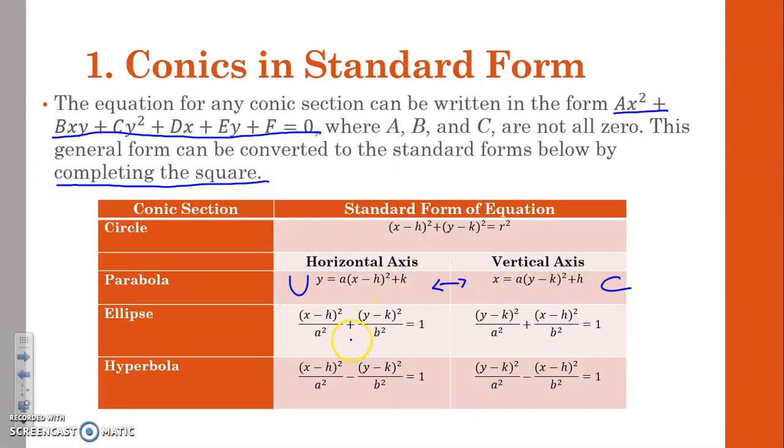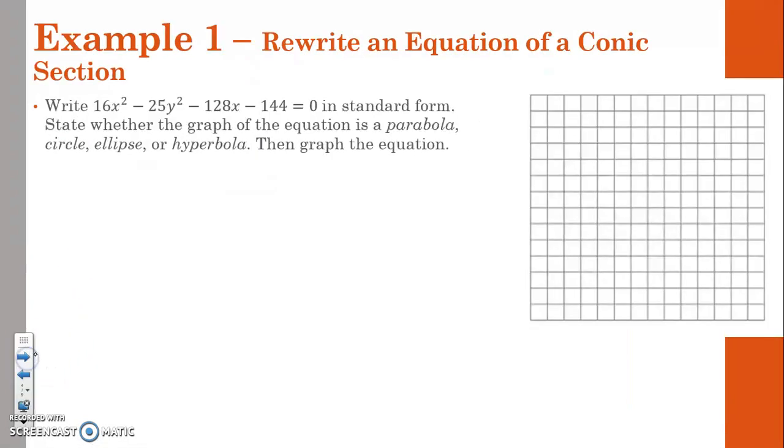And then ellipses, remember ellipses are added together equal to 1. So this is what it looks like if it opens horizontally versus vertically. Remember, it depends on where that main axis is. And then hyperbolas are subtracted and equal to 1. And again, whatever is under the positive term gives me the axis that goes between my vertices. So let's just review what the equations look like from what we've looked at before.